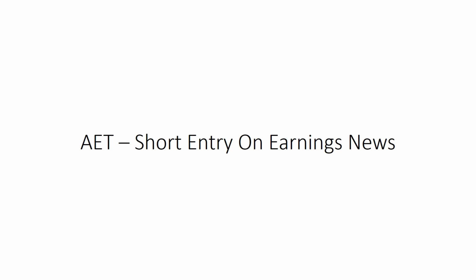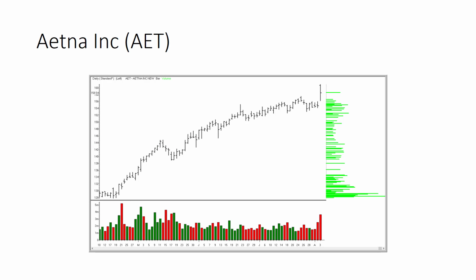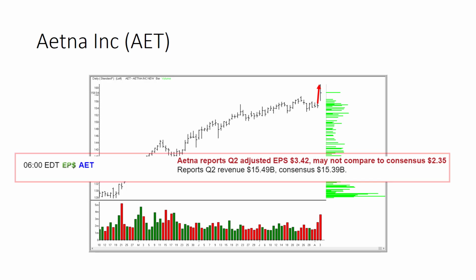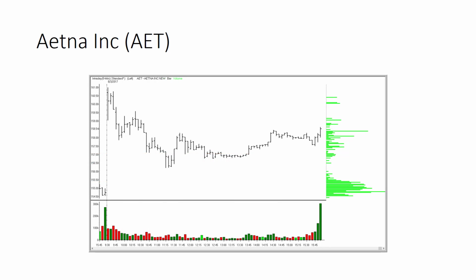When we get an earnings gap or another business as usual kind of an event that drives price, however, we've got a really good opportunity to fade these things. Here is the gap in Aetna. You can see on the daily chart, it moved way higher right on that opening bell. The company had reported second quarter adjusted EPS of $3.42 against consensus of $2.35, and quarter two revenue of $15.49 billion versus the consensus $15.39 billion. So something's off there. But when we go and look at this chart intraday, it all makes perfect sense.